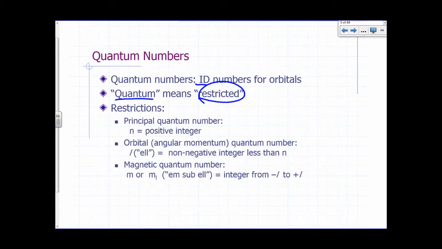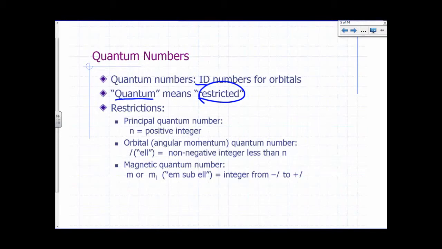So there are many different orbitals that you can use to describe an electron, and so we make distinctions between these using quantum numbers. A unique set of quantum numbers is a unique set of ID numbers, you might say, that we can use to describe an electron.